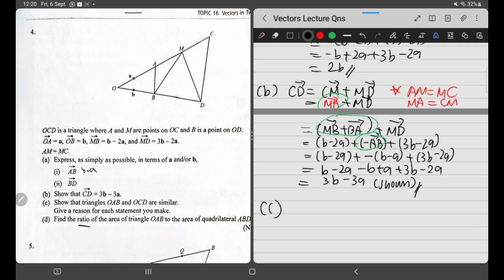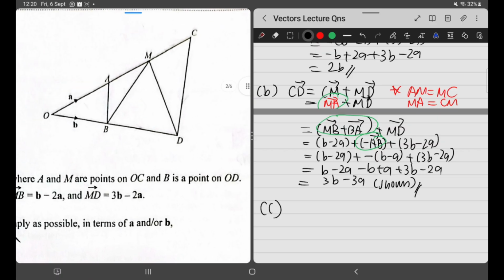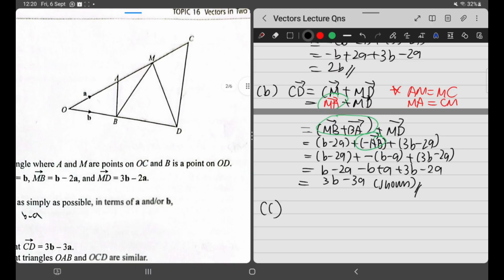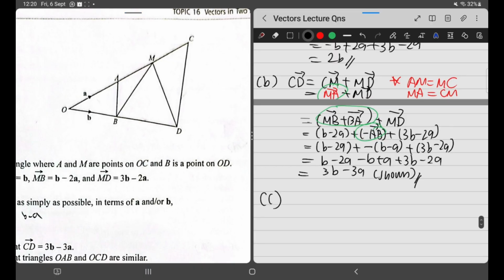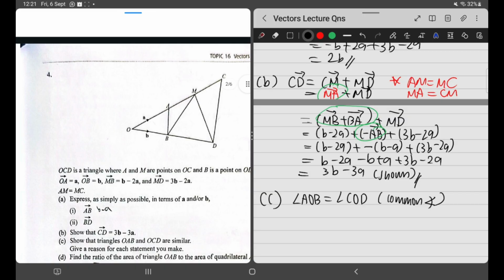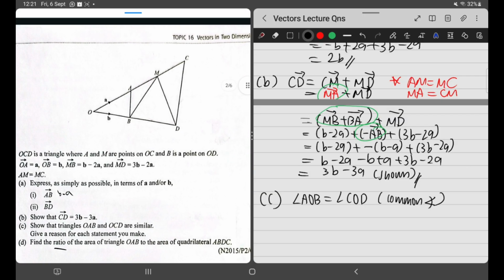C. Show that the triangles AOB and OCD are similar. So just look at this, OCD and AOB. So this is just congruence and similarity lah. So angle AOB equals angle COD, right? They have the common angle. And then, therefore, there's one A. What is another A that you can tell? Another A that you can tell is that since CD is parallel to AB.